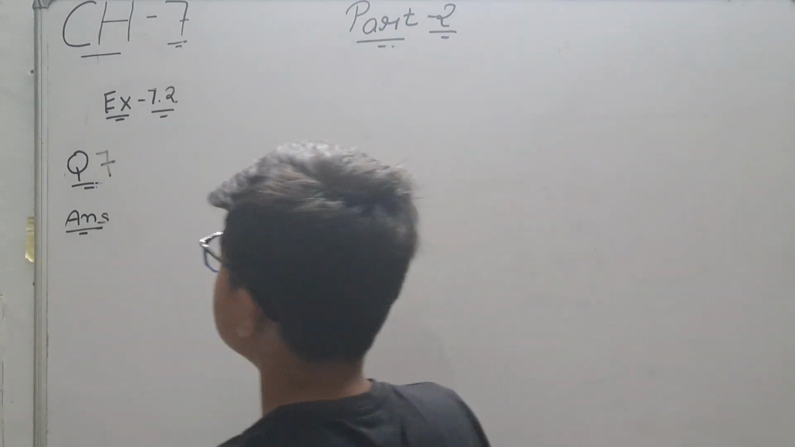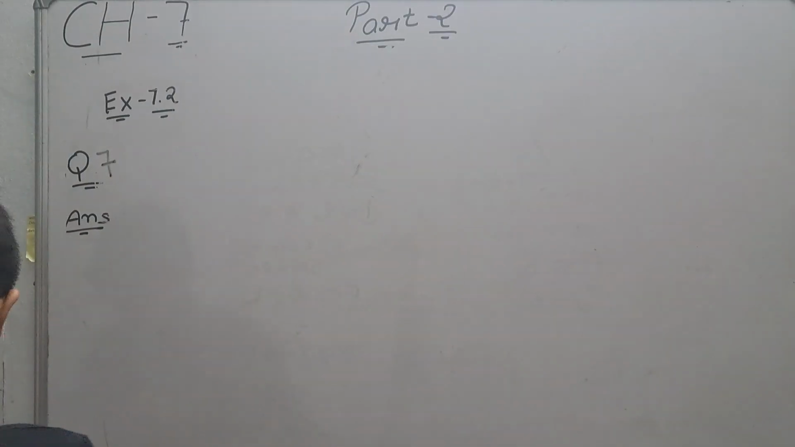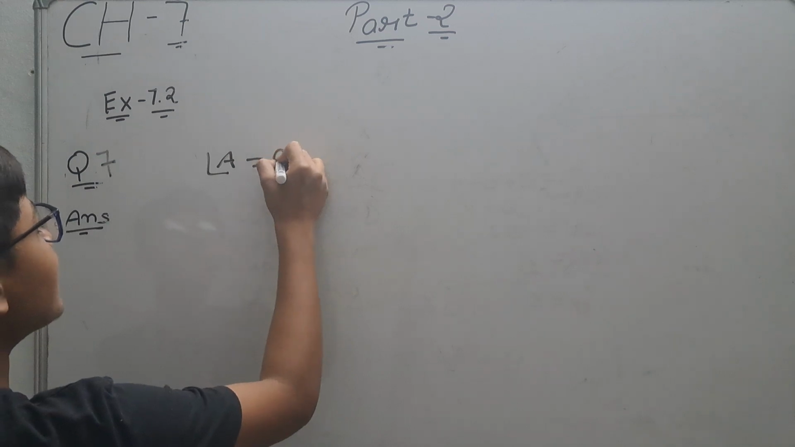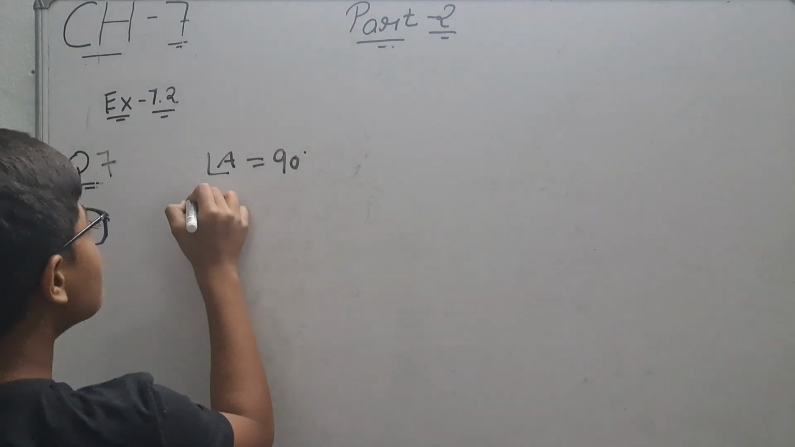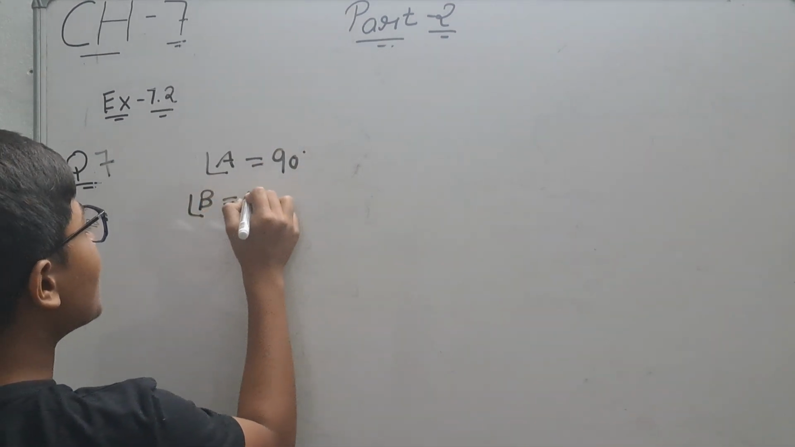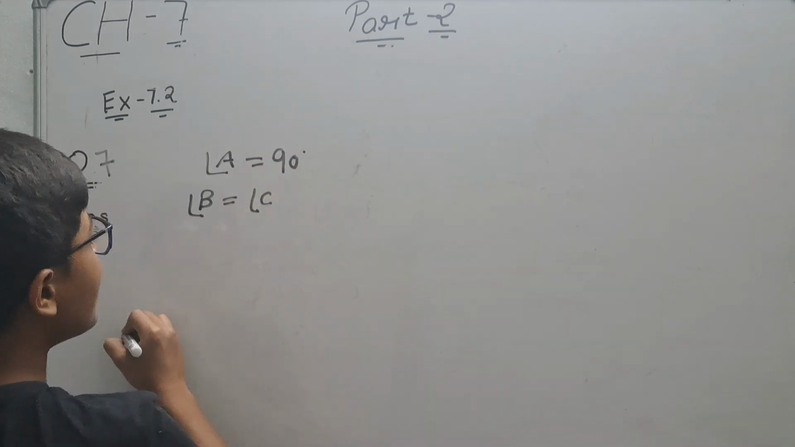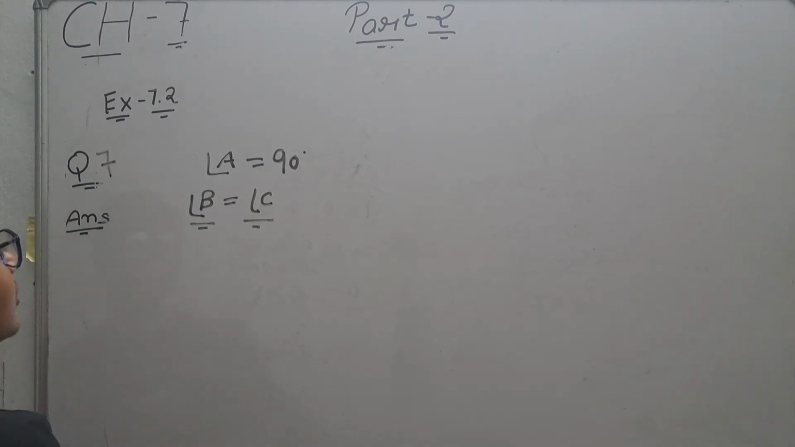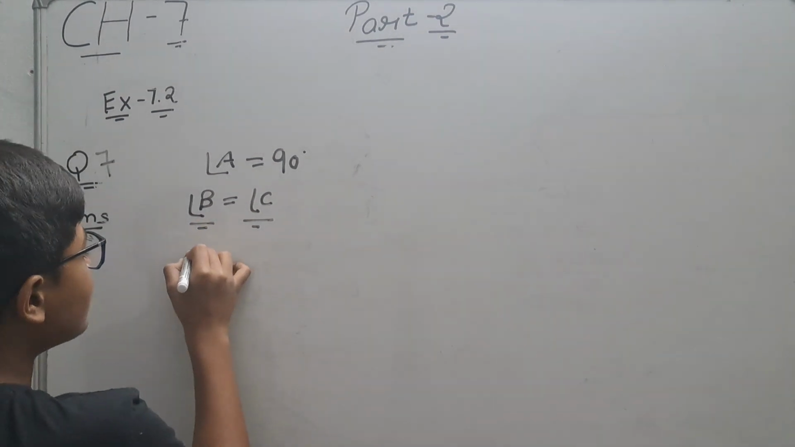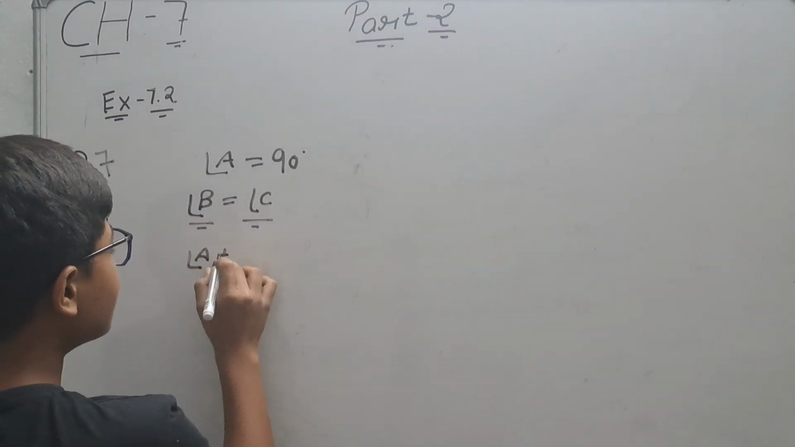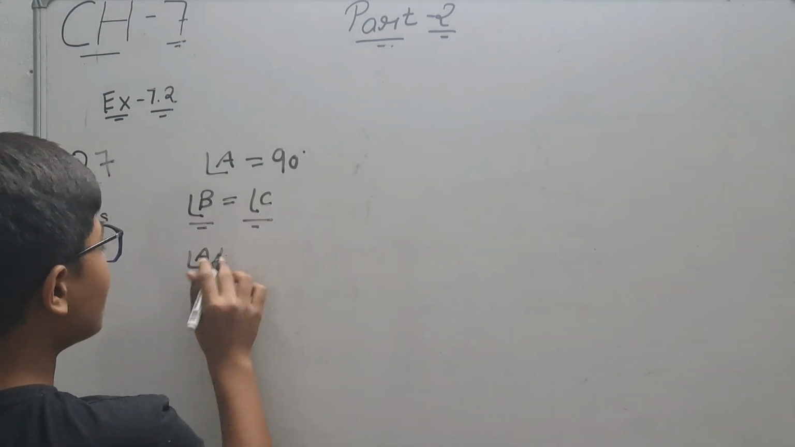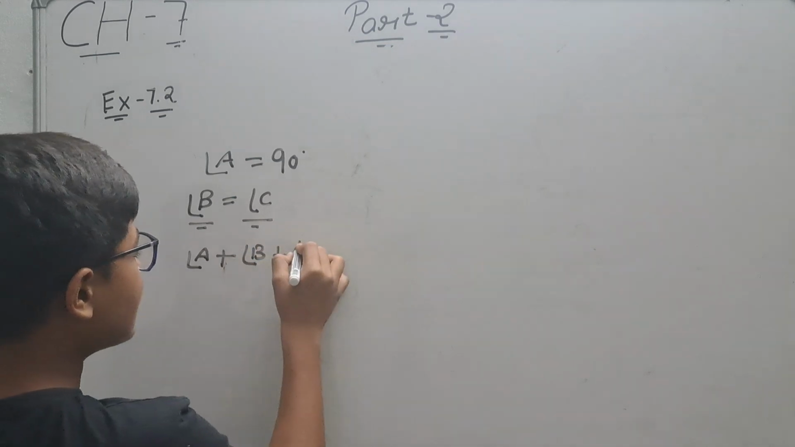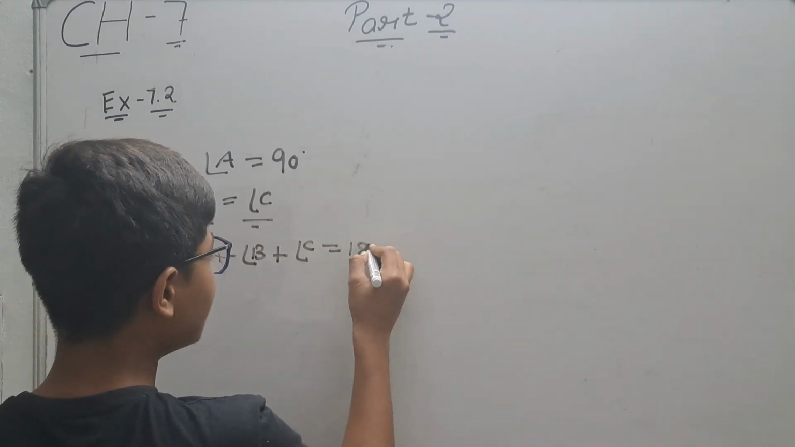Students, we are on question number 7 of 7.2. Let's do it. Okay, they have said angle A is equal to 90 degrees, and they have also said that angle B is equal to angle C. So we have to find angle B and angle C. So we can write like that: angle A plus angle B plus angle C is equal to 180.